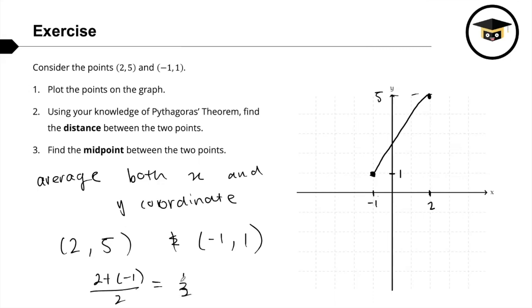So a half would be our averaged x coordinate, and our averaged y coordinate, well, that would just be 5 plus 1, divide that by 2. That's going to be equal to 3. So our midpoint would actually have a coordinate of a half, 3, which means we have an x coordinate of a half, which lies around here, and a y coordinate of 3, which lies around here. So this right here is going to be our midpoint. You can see it has a y coordinate of 3 and an x coordinate of a half. So hopefully that makes sense in terms of how to find the midpoint between 2 points.